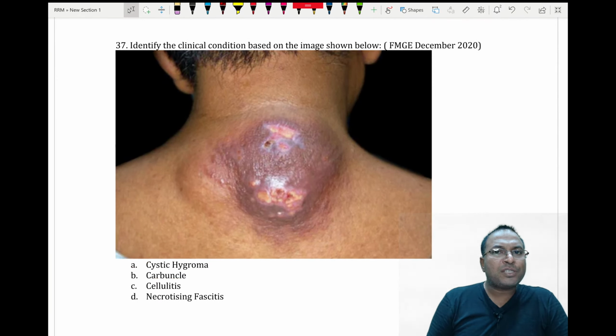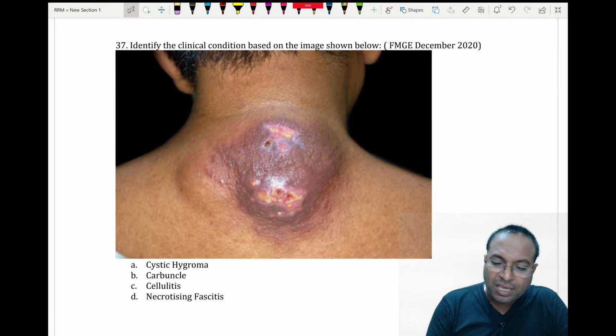See, simple image question. Just an image and a simple clinical scenario. Identify the clinical condition based on the image shown below.